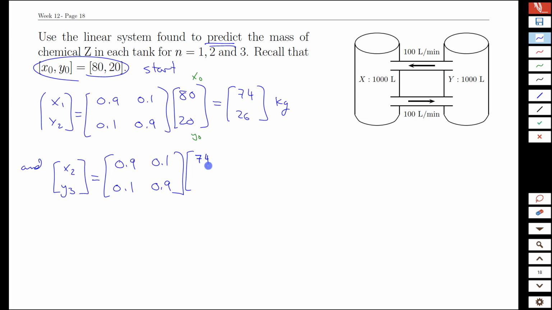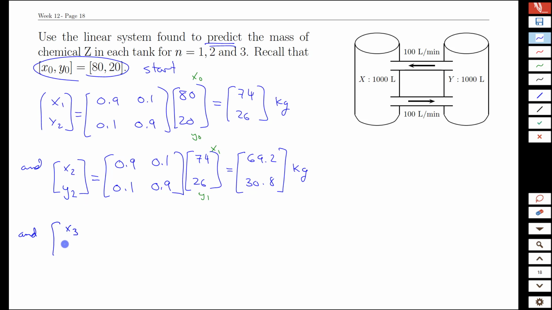So now we include our 74 and our 26. This is our x1 and y1. And if we multiply that out, you end up with 69.2 and 30.8. And again, that's kilograms. So we see as we mix, the 80 went down to 74, the 74 went down to 69.2 in this tank here. Meanwhile, the other tank is moving up. And finally, oops, this should be x2, y2, my apologies.